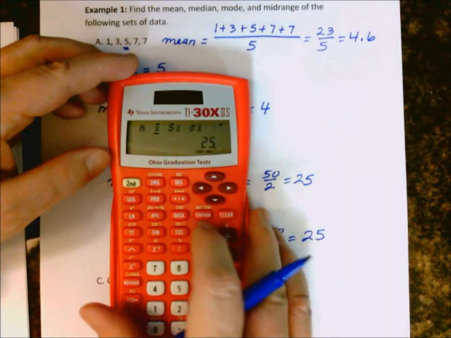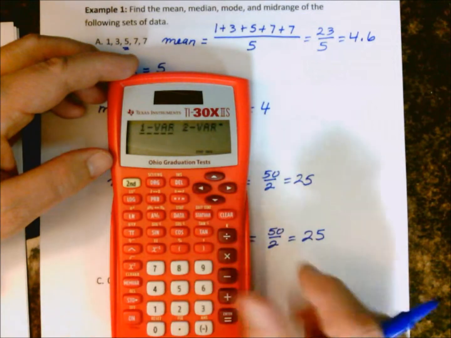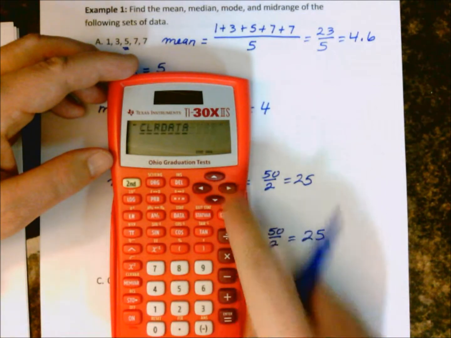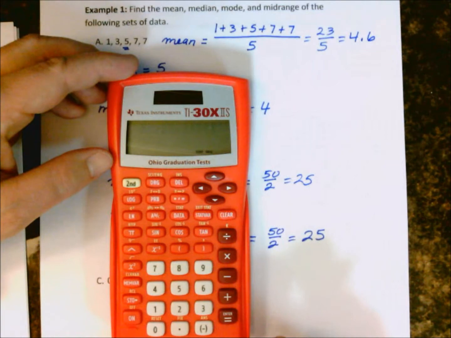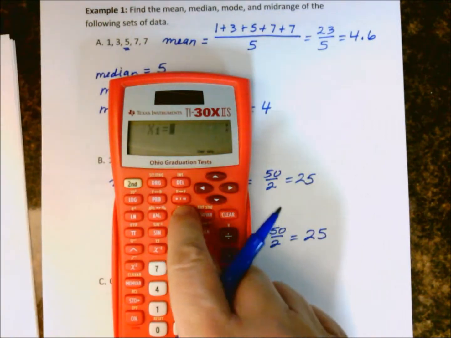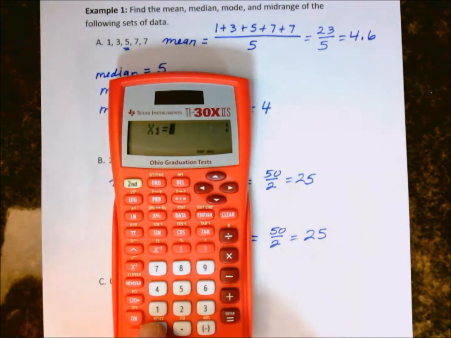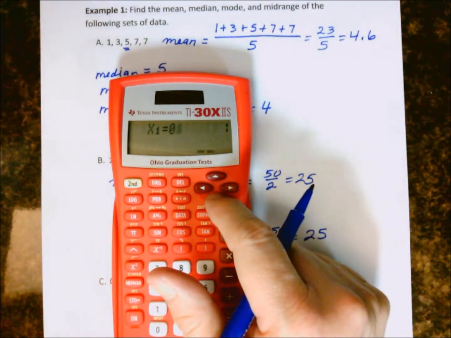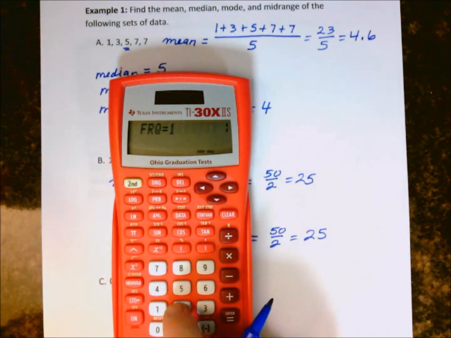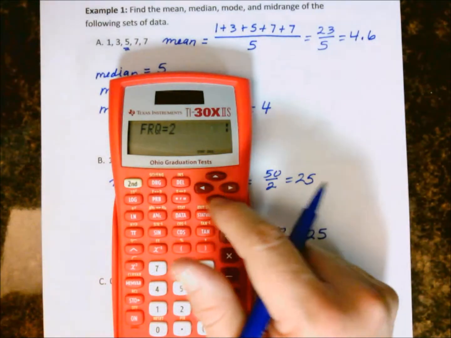Okay, so I clear the data, second data, and I arrow over twice and clear the data out. And then I press the data again. And the first data item, I have to put the 0 in because it's actually a value in this set. And I arrow down. In fact, I have 2 of those, so I change the frequency to 2. And then I arrow down.